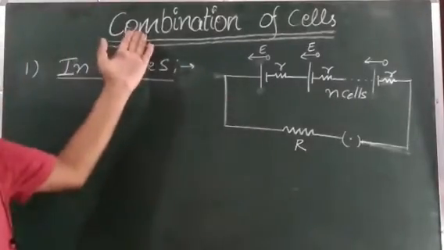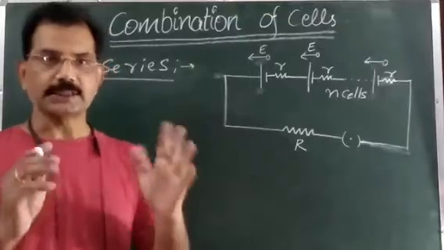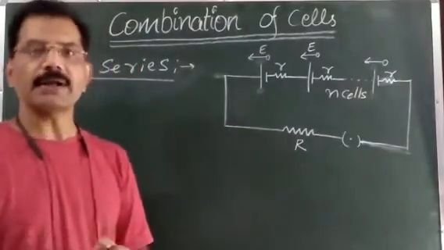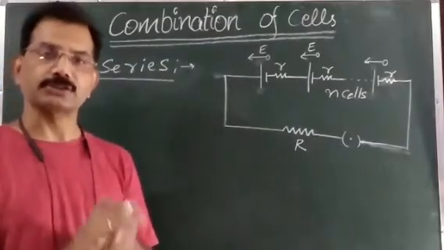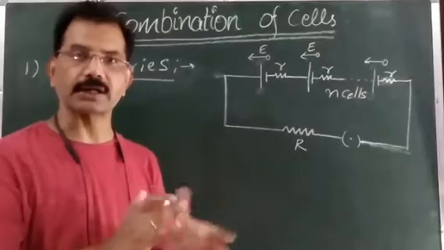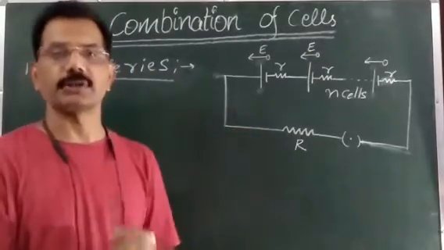Today I am going to discuss the combination of cells. A cell is a source of electric current, as we know. But a single cell cannot give a strong current in any circuit. So to get a strong current in a circuit, generally we take a combination of cells.